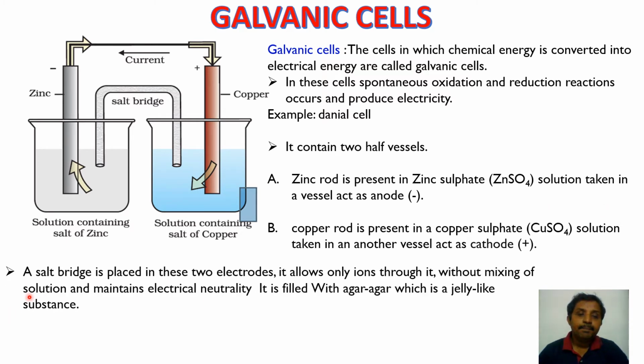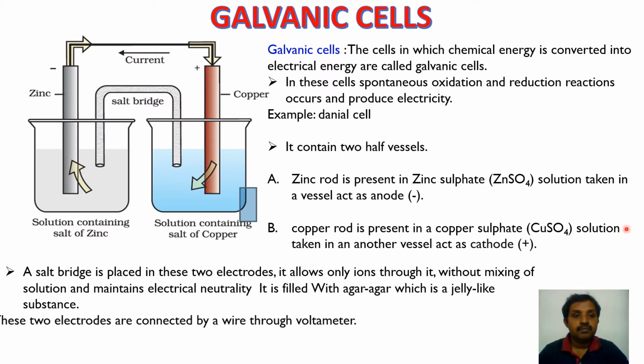Now, a salt bridge makes a connection between the two vessels to maintain electrical neutrality. The salt bridge consists of saturated agar. It is filled with agar solution, which is a jelly-like substance. These two vessels, which are called electrodes, are connected by a wire through a voltmeter.